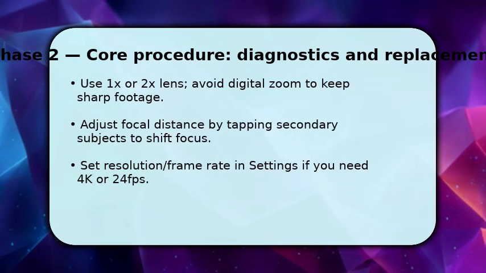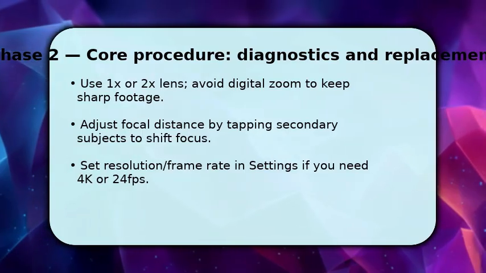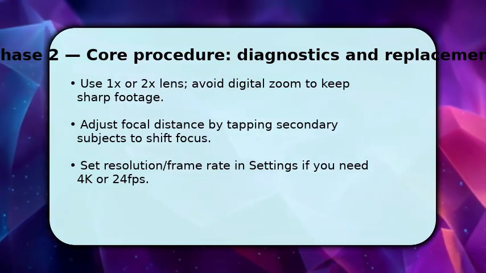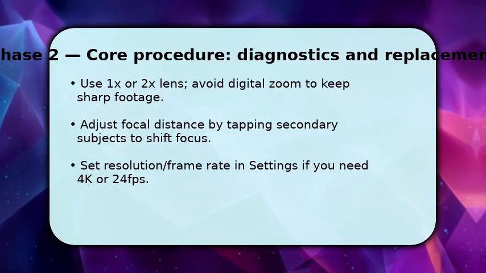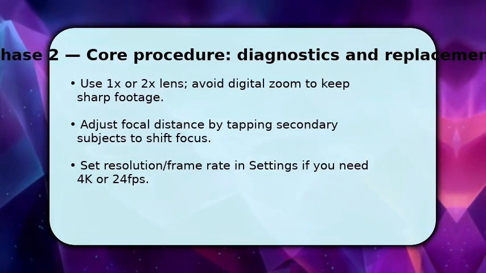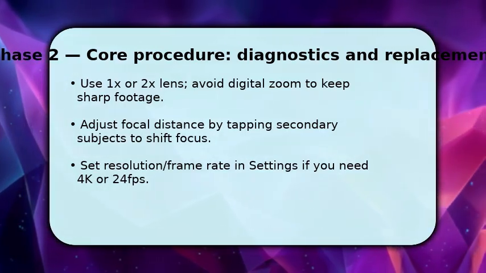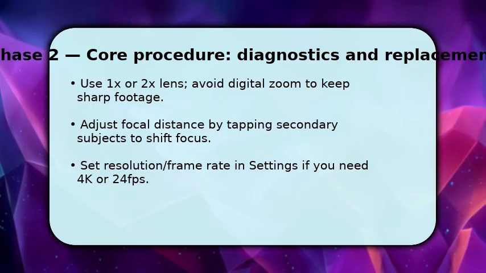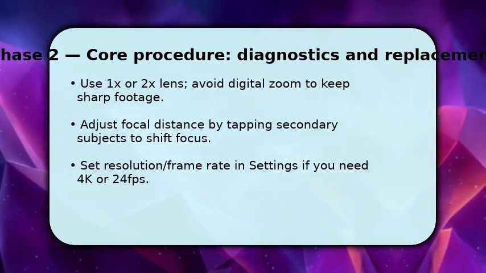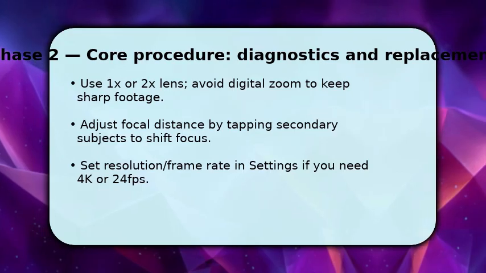Now refine how your shot behaves. Choose 1x or 2x optical lens because optical keeps edge details crisp. Avoid digital zoom, which softens results. Next, practice shifting focus. Tap a secondary subject to create a smooth rack focus. Once you see the blur transition, you know it's working.